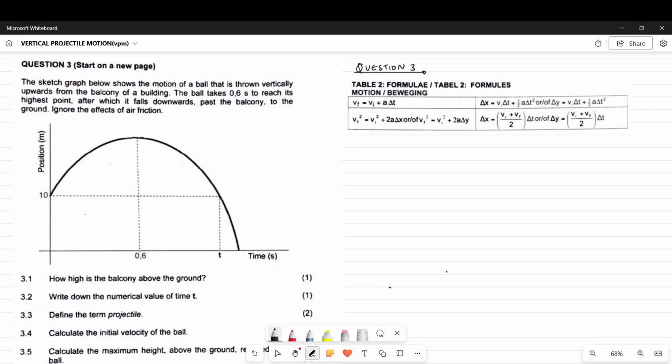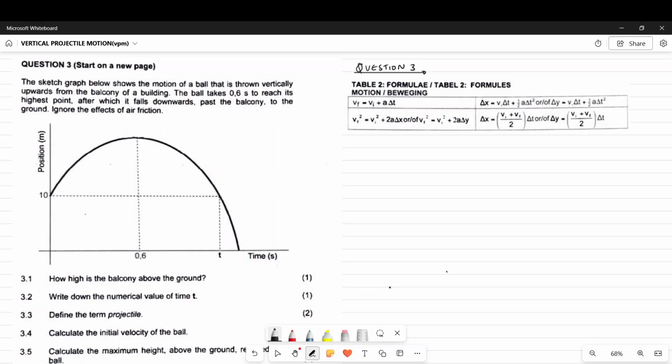Now as you can see we've got question 3 over here. It says that the sketch graph below shows the motion of the ball that is thrown vertically upwards from a balcony of a building. The ball takes 0.6 s to reach its highest point, after which it falls downwards past the balcony to the ground. Ignore the effects of air friction.